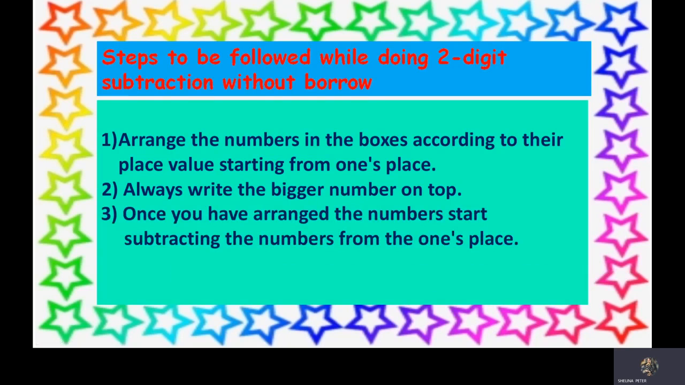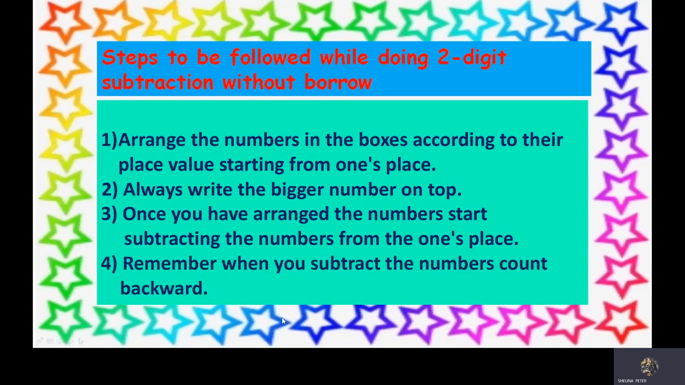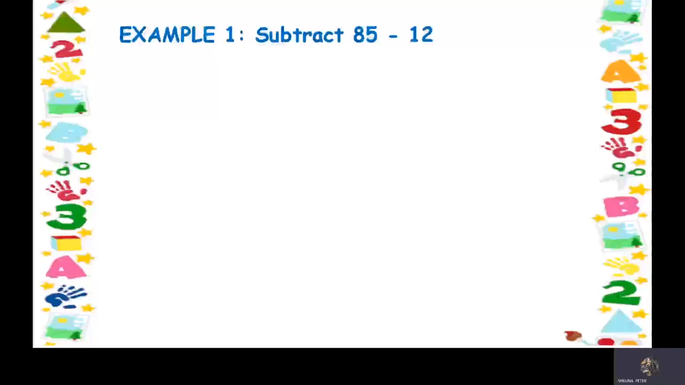Third step is once you have arranged the numbers, start subtracting the numbers from the ones place. So as we were doing in addition, here also we will subtract the numbers from ones place. And the last step is remember when you subtract the numbers, count backward. So in addition we were counting forward, but here we will count backward. Let us take example number 1.